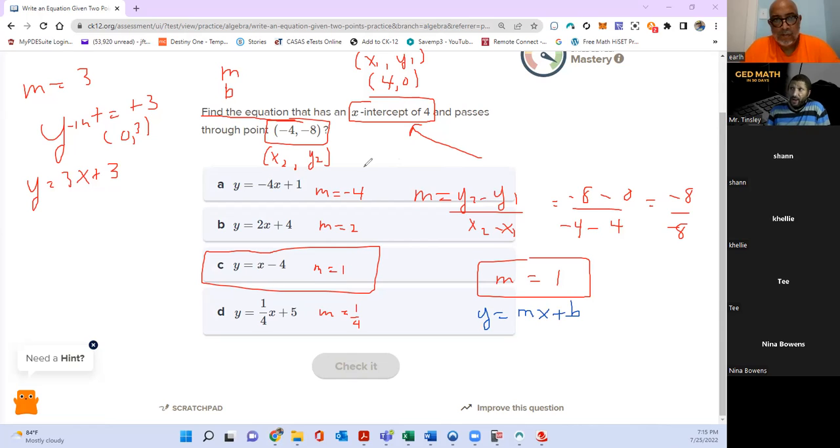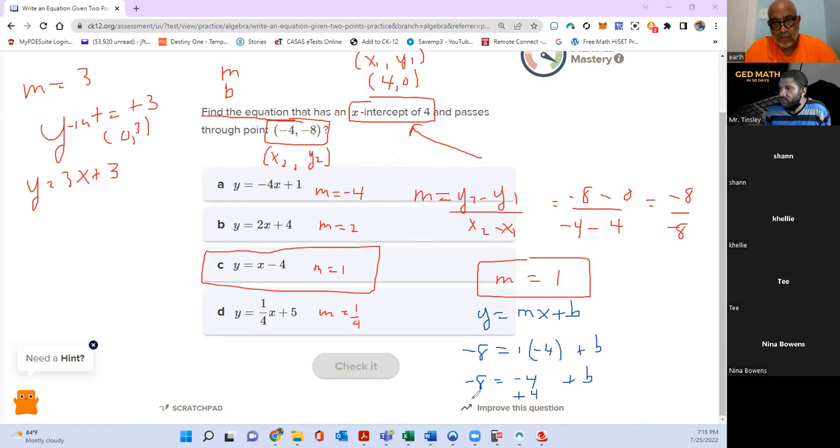I could use -4, -8. I could use 4, 0. I'm going to use the -4 and -8. Y is -8. My slope is 1. My x is -4 plus b. I'm going to simplify, bring down my -8. 1 times -4 is -4 plus b. In order to get b by itself, I need to add 4 to both sides.